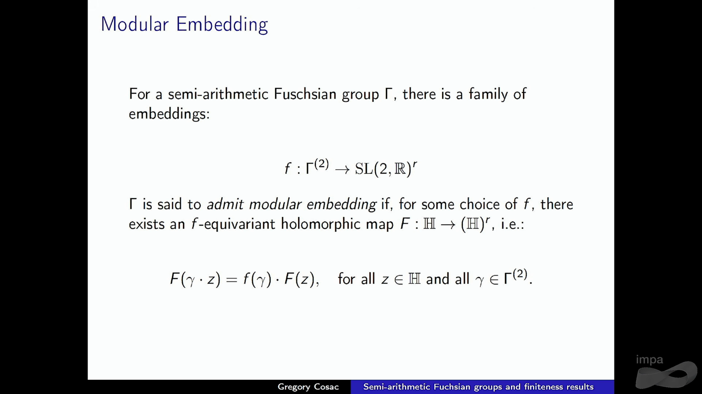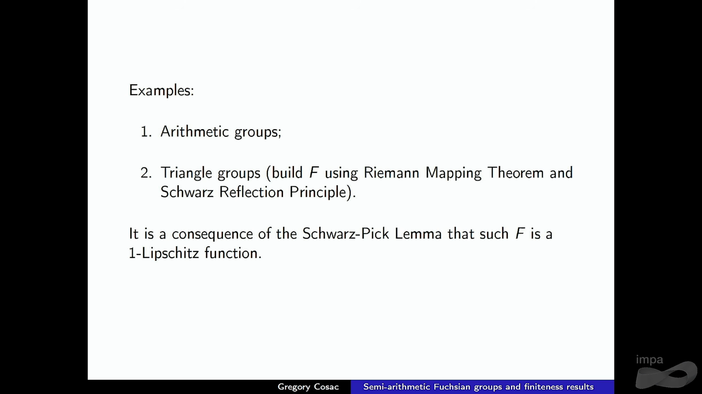So what we try to do is ask for an f-equivariant map that is not necessarily holomorphic, but it's Lipschitz, right? And then the best Lipschitz constant that you can have would be the stretch of your group. So let me just say, which groups admit a modular embedding?